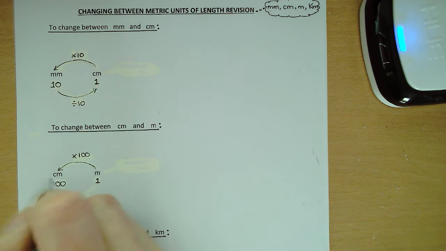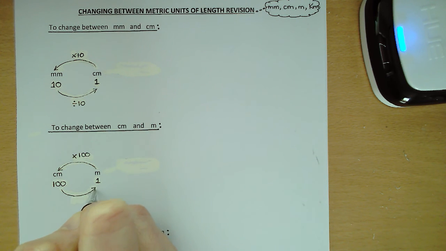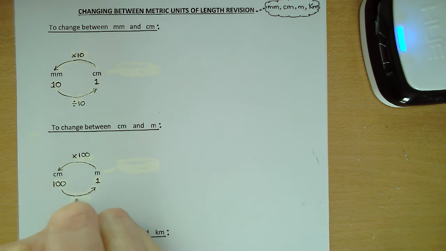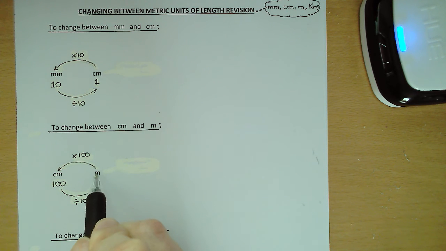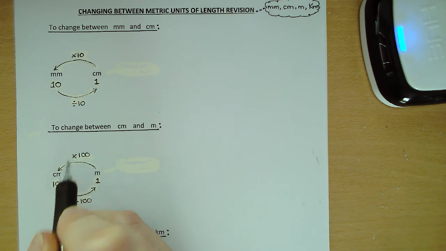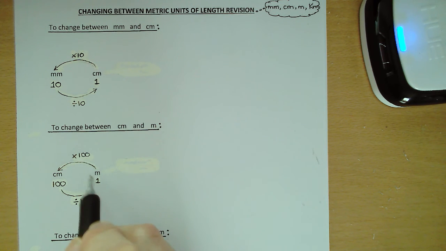Let's say we wanted to change centimeters into meters. So this time we would be asking ourselves, how do you get from 100 to 1? What do you got to do to 100 to turn it into 1? Well, you're going to divide it by 100. Again, notice that when we change a bigger unit into a smaller unit, we multiply. When we change a smaller unit into a bigger unit, we divide.